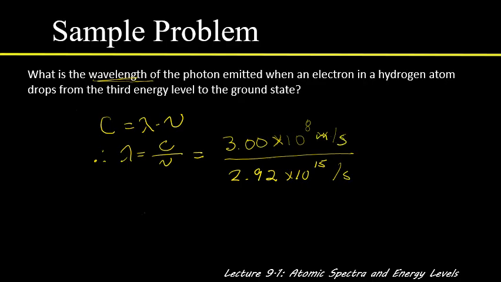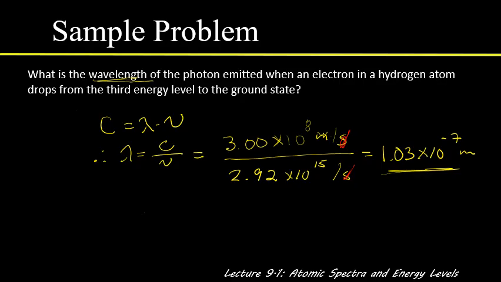All right. And if we look at our units, we've got reciprocal seconds in the numerator and denominator. Those cancel, which gives us meters. That's good. So we get 1.03 times 10 to the minus 7 meters. Okay. If the question just asks you for the wavelength, that's fine. That's correct. That is a wavelength.